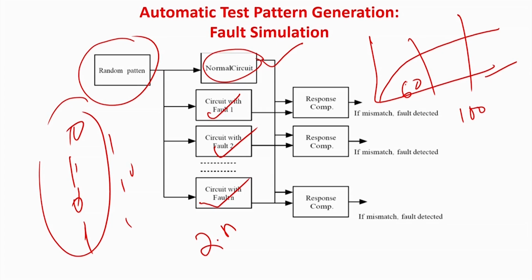But some faults will be quite difficult, say in the middle part of the circuit. In such cases, if you are applying random patterns, you have to apply a huge number of random patterns and only a very few of them will be able to detect those faults. So we call it a difficult to test fault. So the idea is that first we go for fault simulation based automatic test pattern generation.